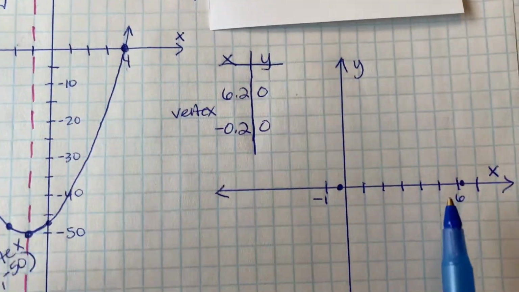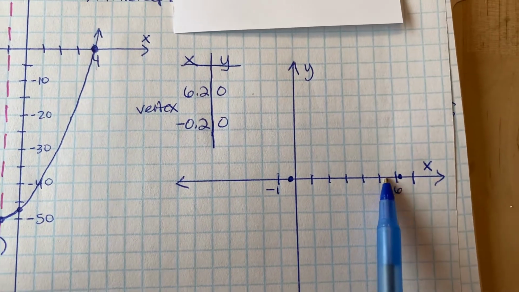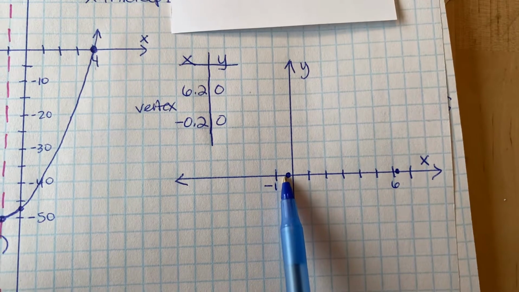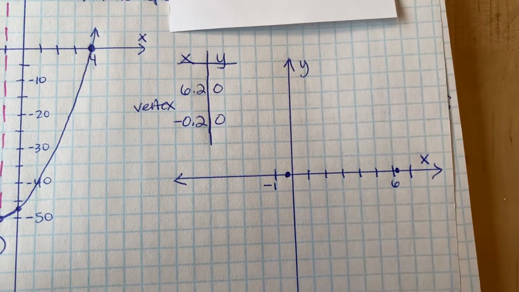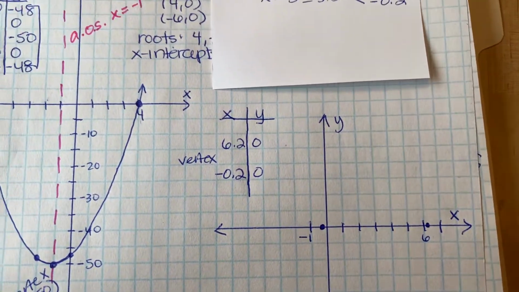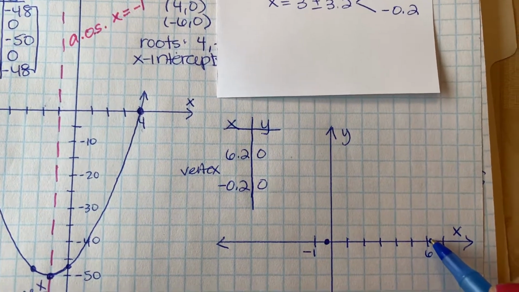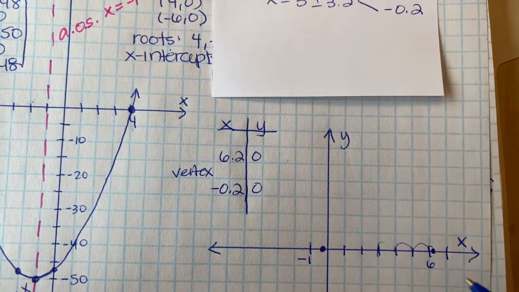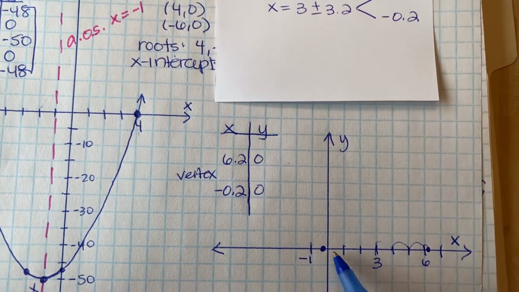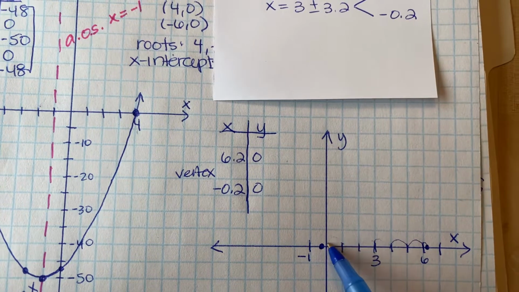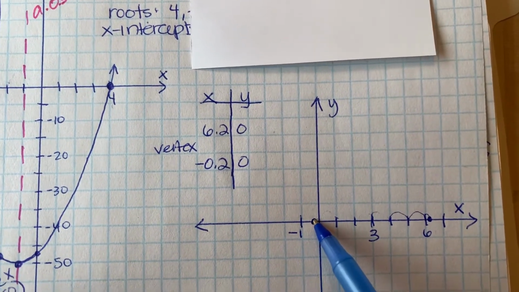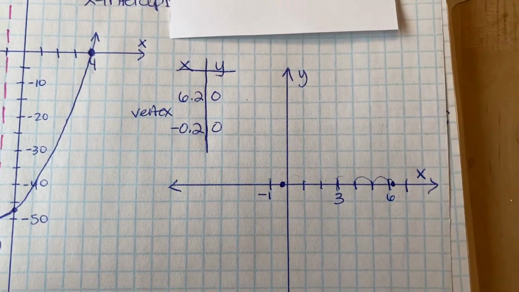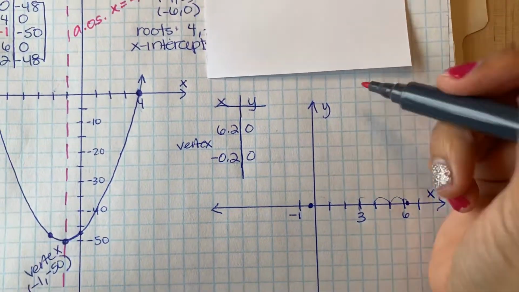So my axis of symmetry is going to be 3.2 units to the left of 6.2, and 3.2 units to the right of negative 0.2. So I'm off at 3.2. Okay, so here's the 0.2, and then 1, 2, 3. So I'm at 3, then 1, 2, 3.2. And so this is where my axis of symmetry is located.